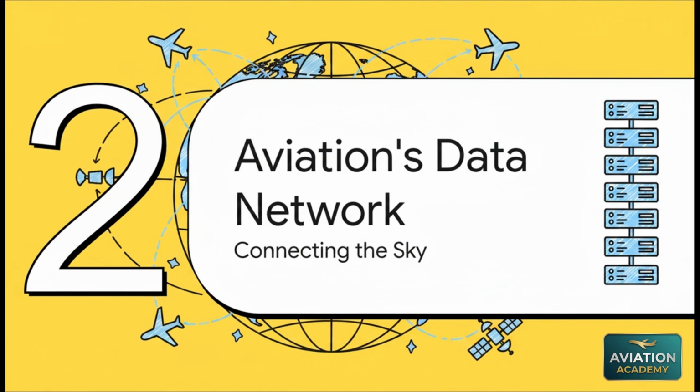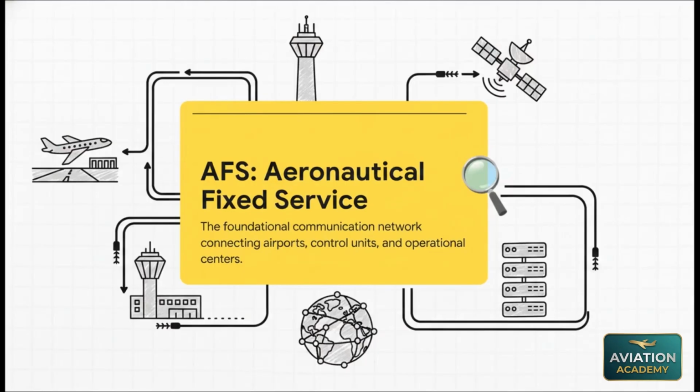We've got the where and the when down. Now let's look at the digital networks that carry all this critical information around the world. Think of AFS, the Aeronautical Fixed Service, as the Internet of Aviation. Seriously, it's the massive underlying communication infrastructure. We're talking the fiber optic cables, the satellites, all the systems that physically connect every airport, every air traffic control center, and every airline operations hub on the planet.